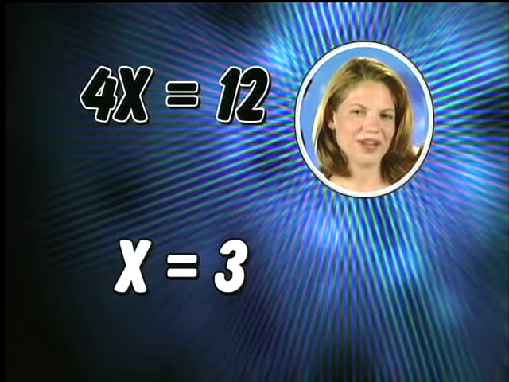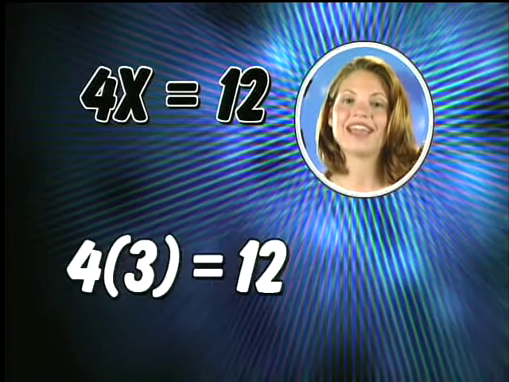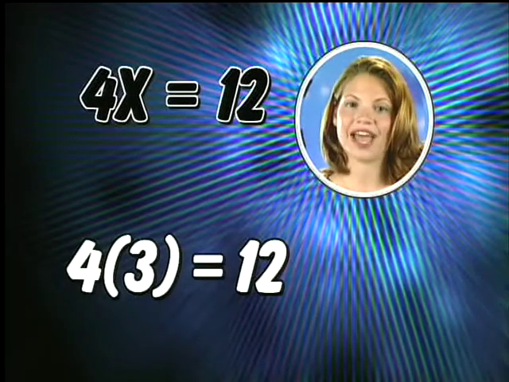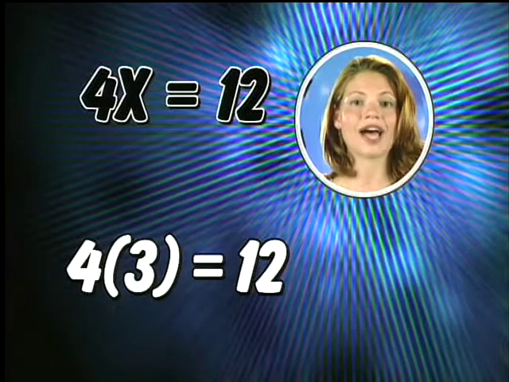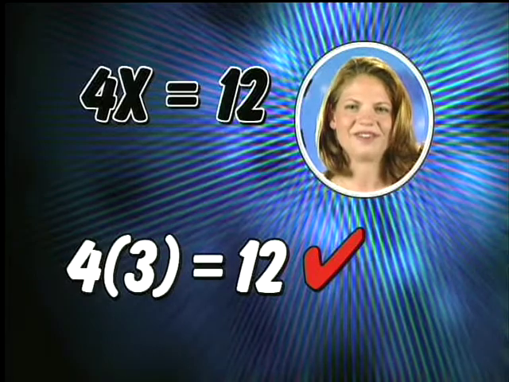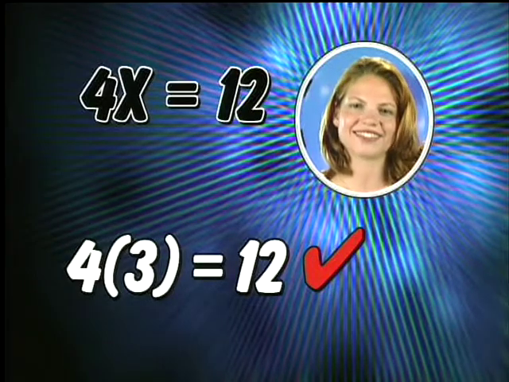And as an added bonus, we can always check our work by plugging the answer back into our original equation. In this case, plugging 3 in for x in the original equation, we get 4 times 3 equals 12. In fact, 4 times 3 does equal 12, so we know we got the right value for x.